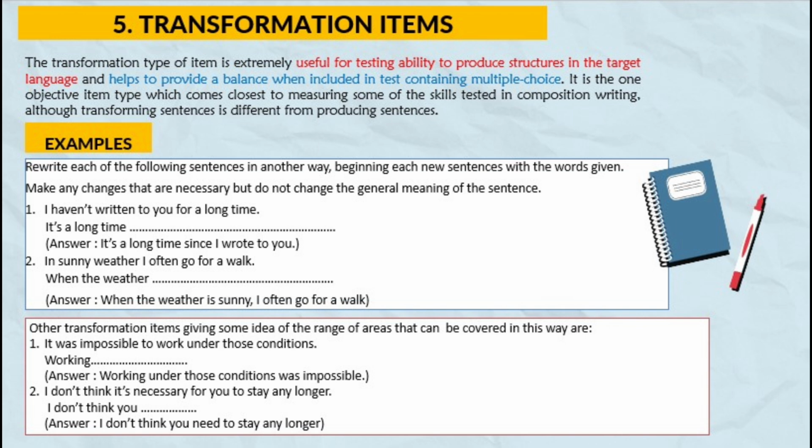There are two types. The first one is: rewrite each of the following sentences in another way, beginning each new sentence with the words given. Make any changes that are necessary but do not change the general meaning of the sentence. Or we can see the second type, another transformation item, giving some idea of the range of areas that can be covered in this way. We can see here the examples of each type.